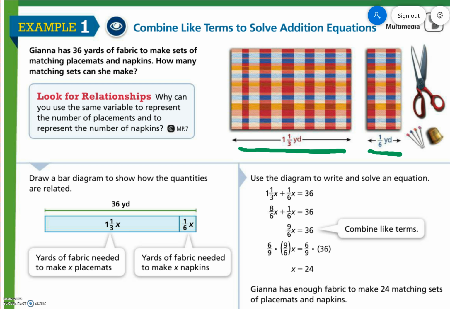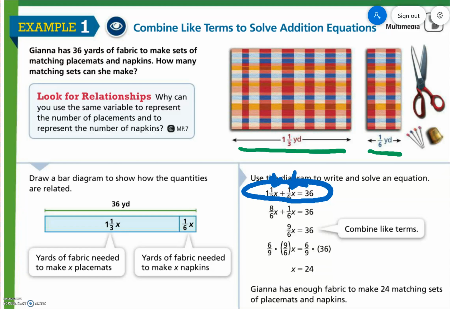If we were to add those two together, we would know how much fabric she would need for one set. So that's what they did here. They said you're going to need 1 1/3 times x, where x is the number of placemats she's going to make, plus 1/6 x, which is going to be the number of napkins she makes. The only reason we can combine them is if they have like terms. Like terms are when they're the same variable.